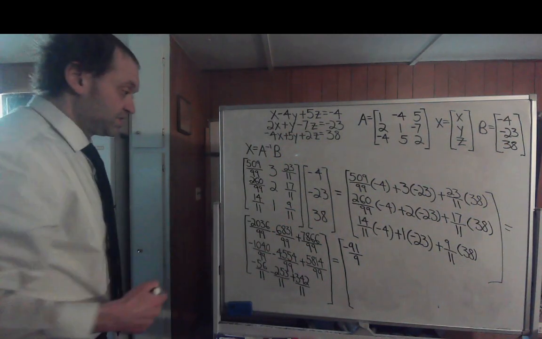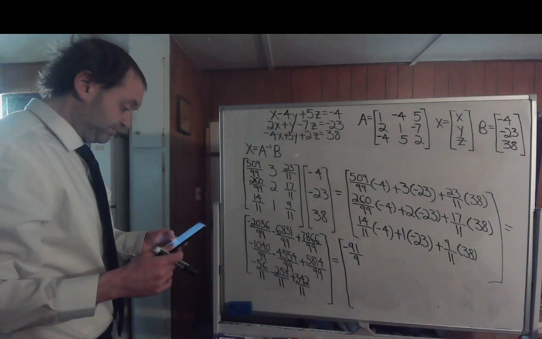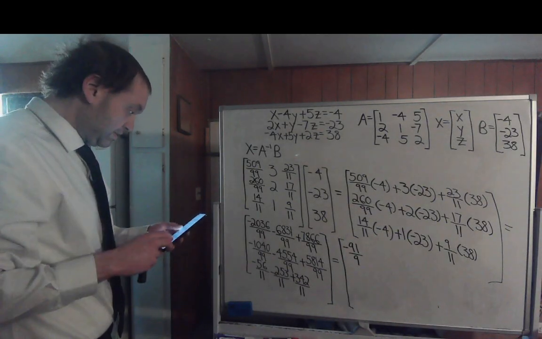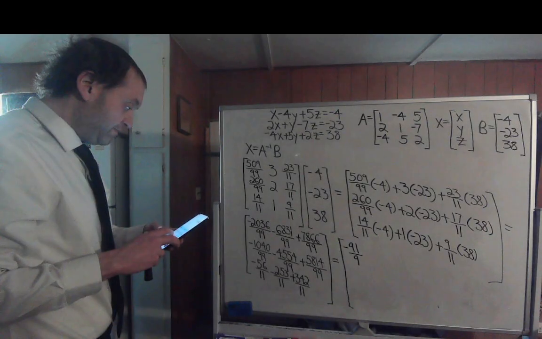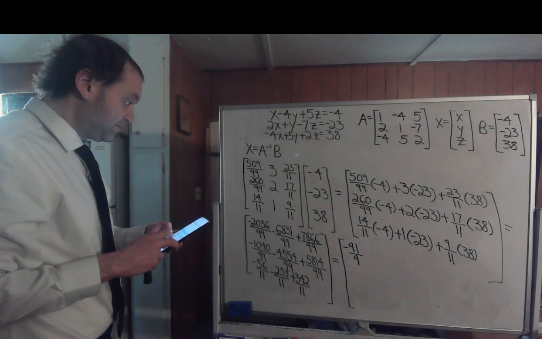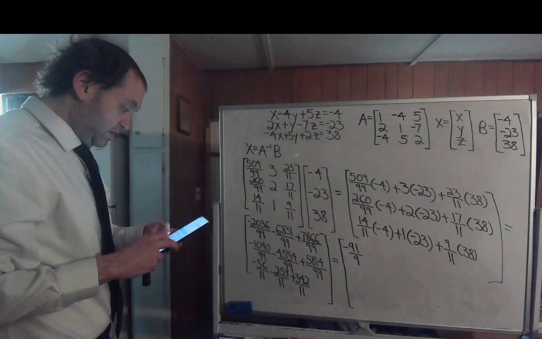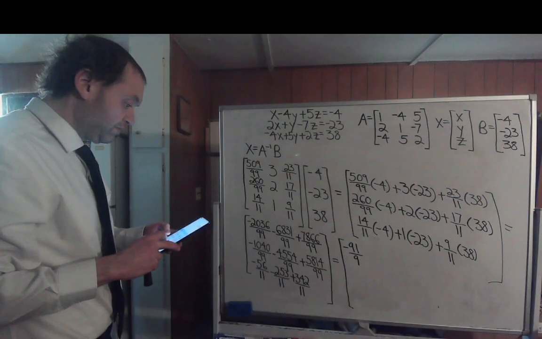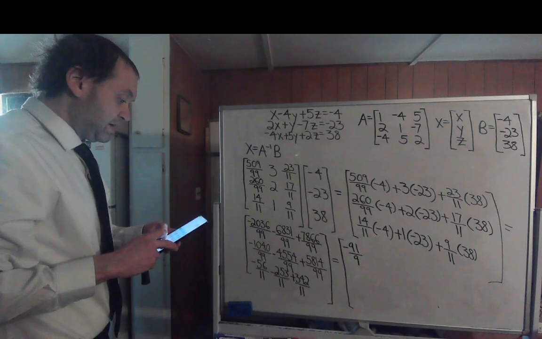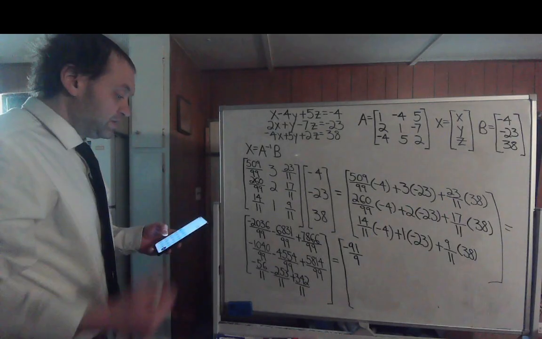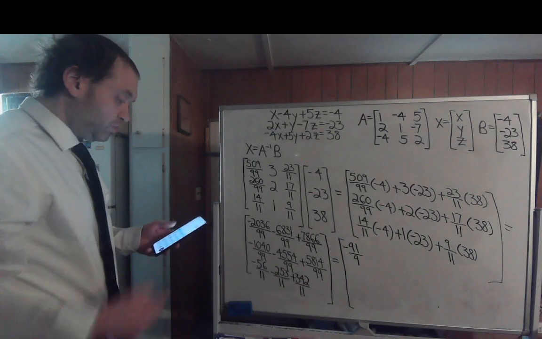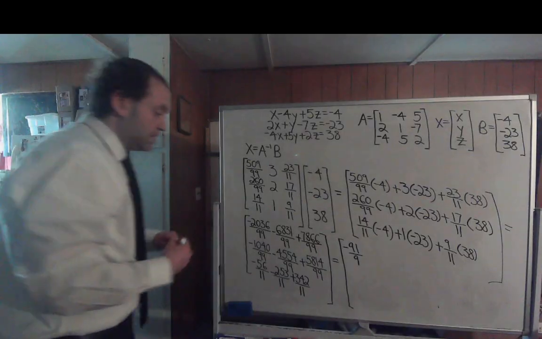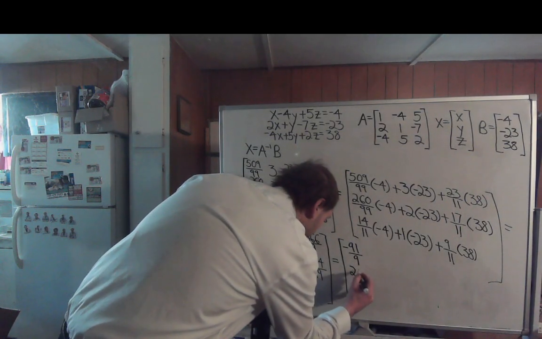And then let's do the second row. So let's see, negative 1040 minus 4554 plus 5814 would give you 220 over 99. So that would end up being 20 over 9 when you reduce it.